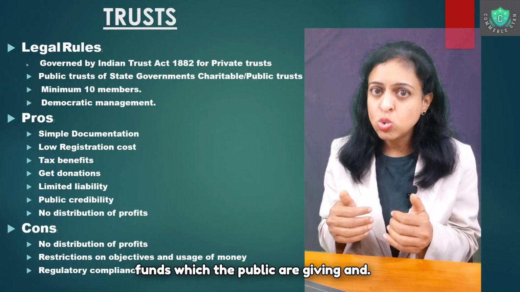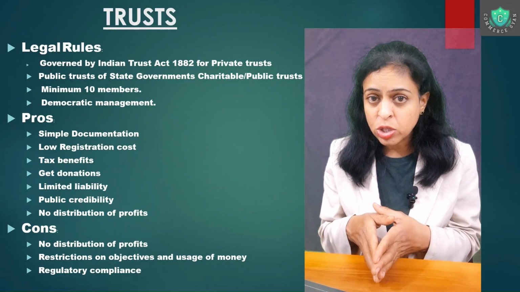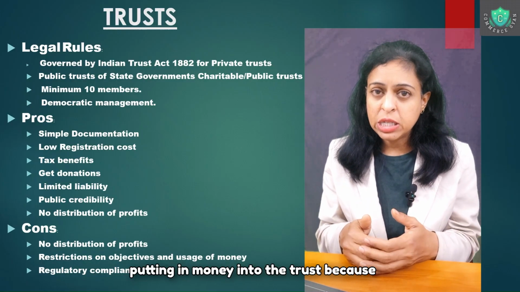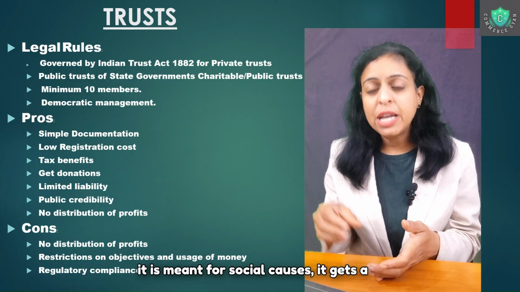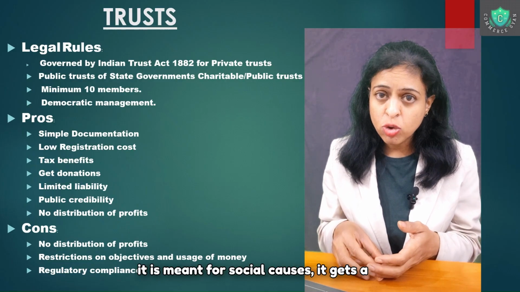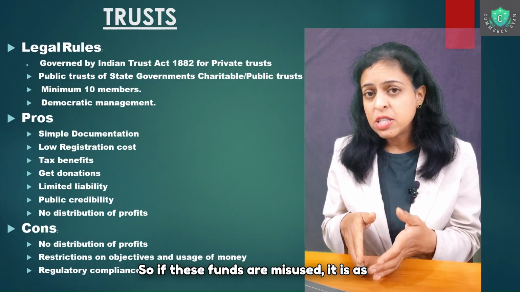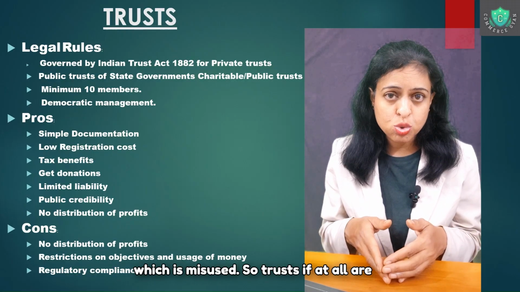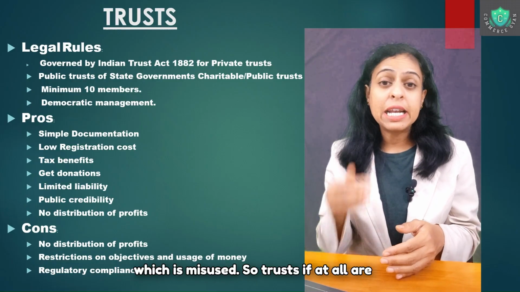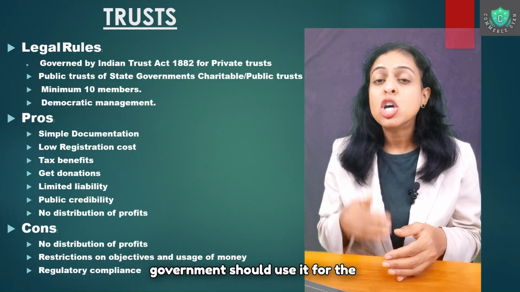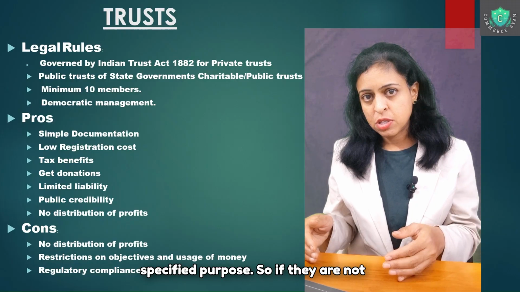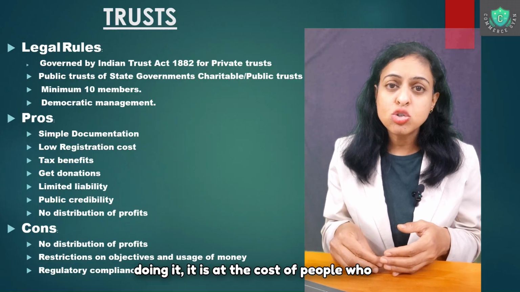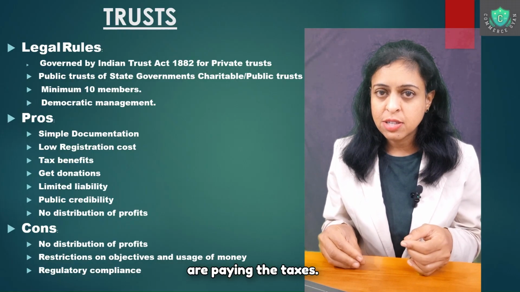They don't want the misuse of the funds which the public are giving as donations to the trust, or people are putting money into the trust, because it is meant for a social cause. It gets a number of benefits from the government. So if these funds are misused, it is as good as public money, the taxpayers' money, being misused. So trusts that are getting donations and funds from the government should use them for the specified purpose. If they are not doing it, it is at the cost of the people who are paying the taxes.